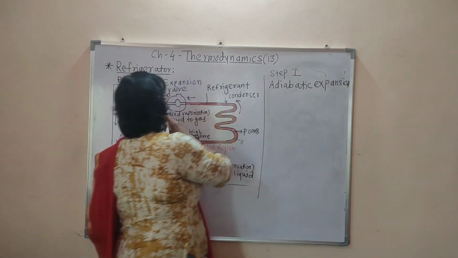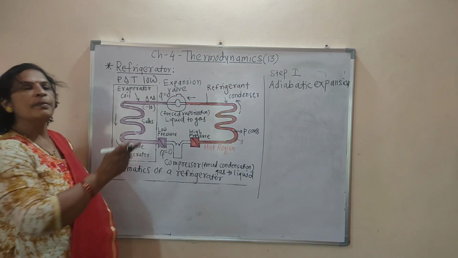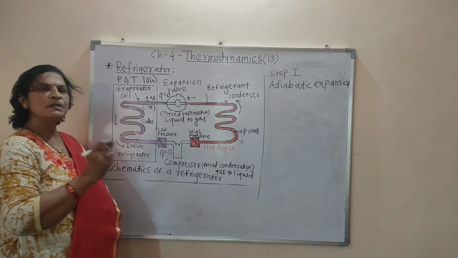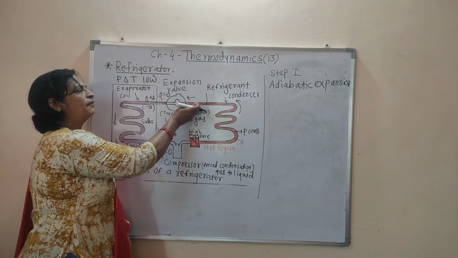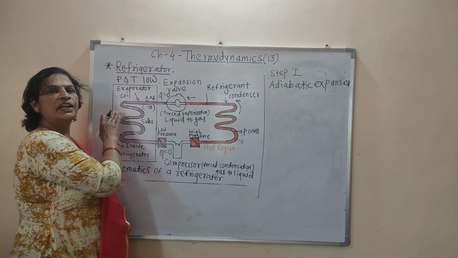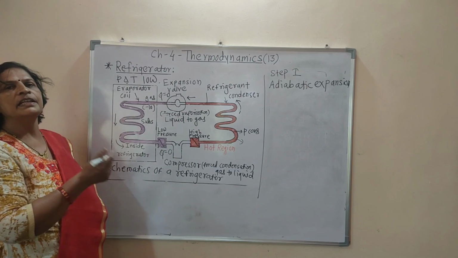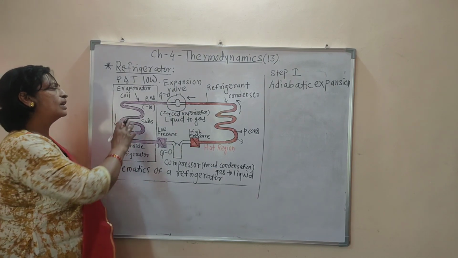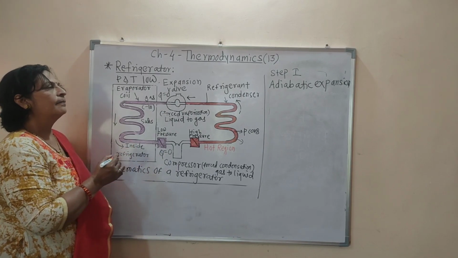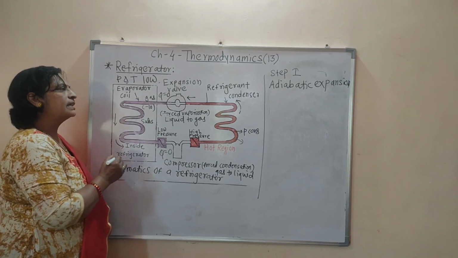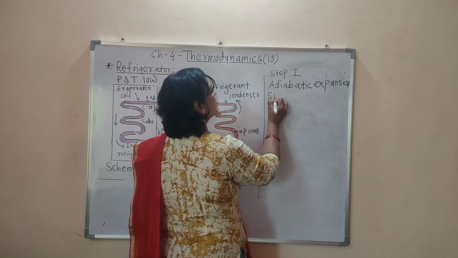And in the expansion valve, forced vaporization takes place. What is forced vaporization? It means the liquid refrigerant gets converted into gas, and its pressure and temperature become lower. Okay, this is the first step. Then what happens in the second step?